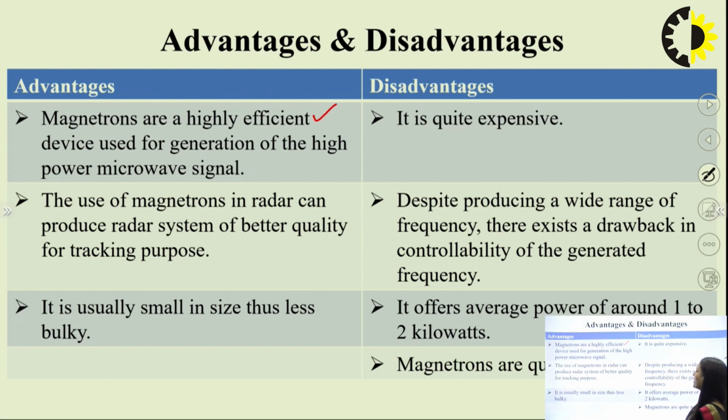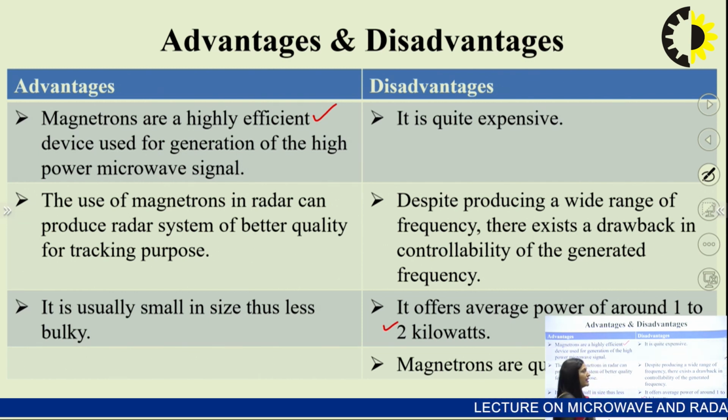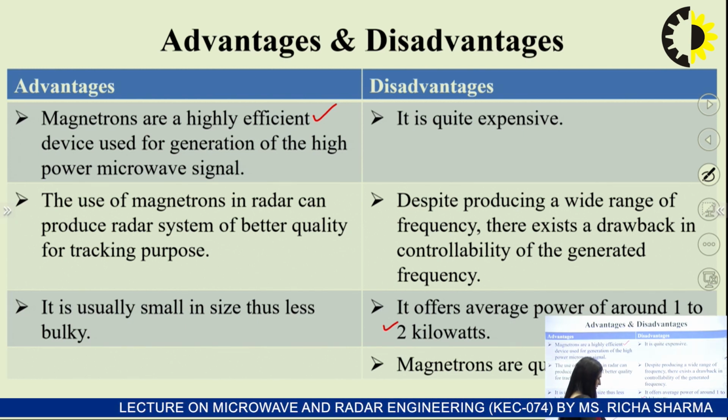Disadvantage, it is quite expensive. Despite producing a wide range of frequency, there exists a drawback in controllability of the generated frequency. It means high frequency is generated, but there is an issue of controlling this high microwave signal. It offers average power of around 1 to 2 kilowatt, right? Magnetrons are quite noisy. It means this electronic noise generated is very large from this type of source.